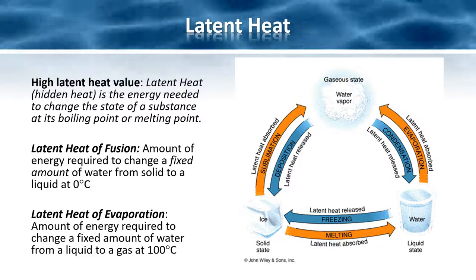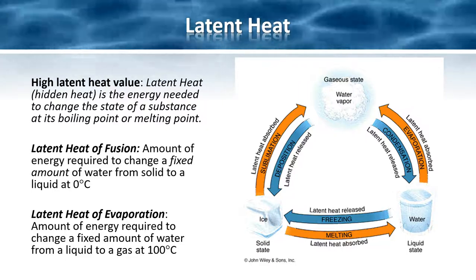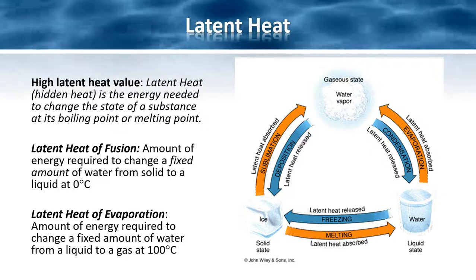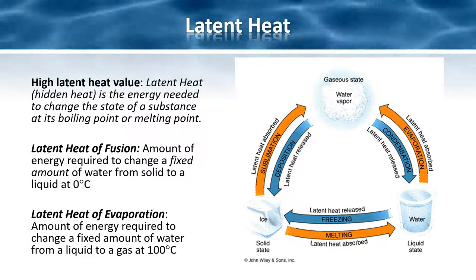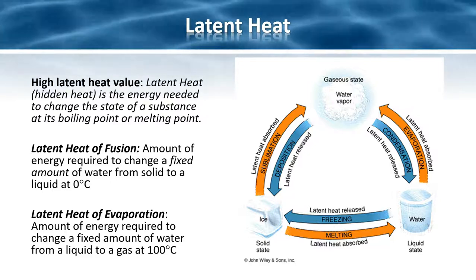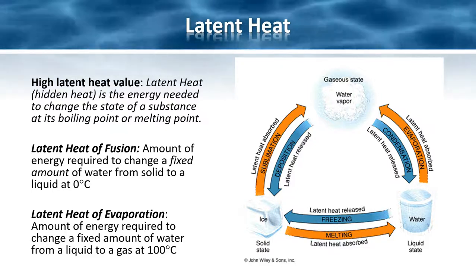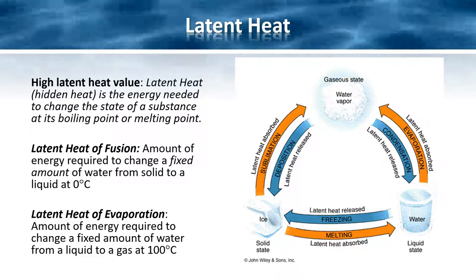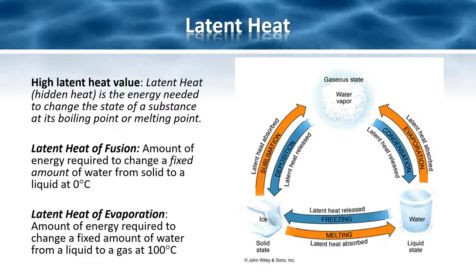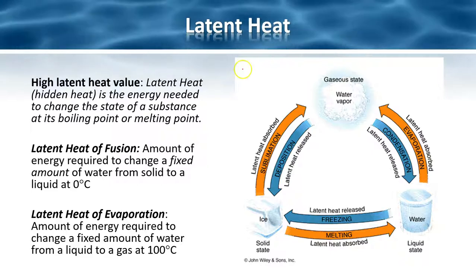We said that water has a high latent heat value when we talked about its properties. Latent heat is, I guess, hidden heat. It's the energy needed to change the state of a substance at its boiling point or melting point. If you think about it, when you start to boil water, not all the water starts to boil at the same time. You don't have an instantaneous phase change. Some water has energy high enough to start turning into a gas before other water does.